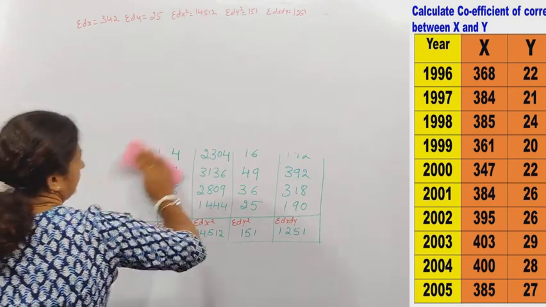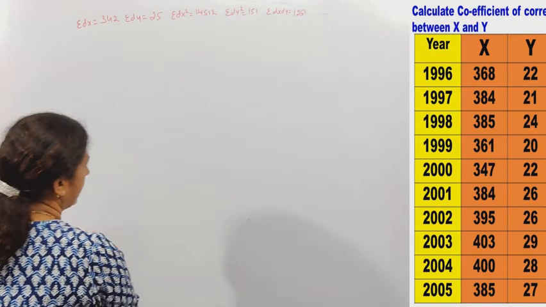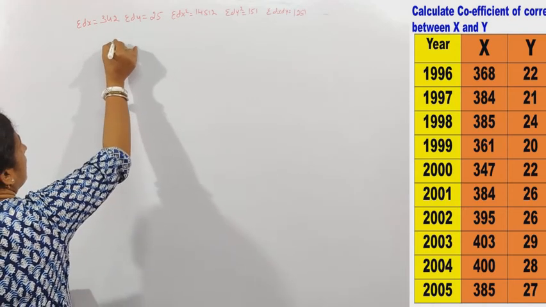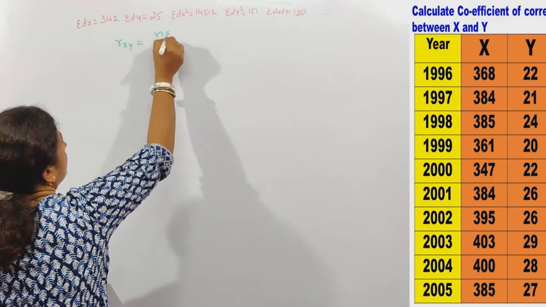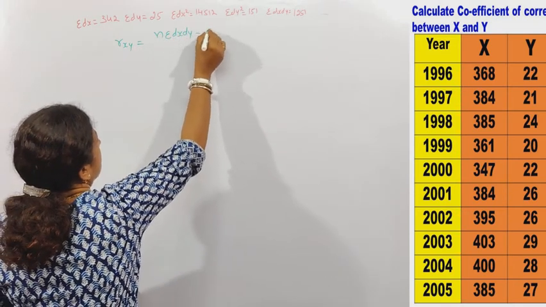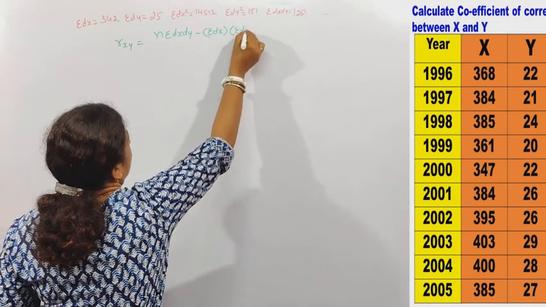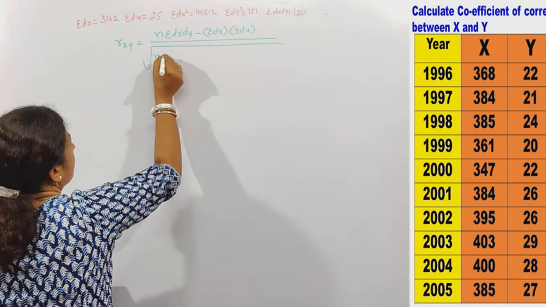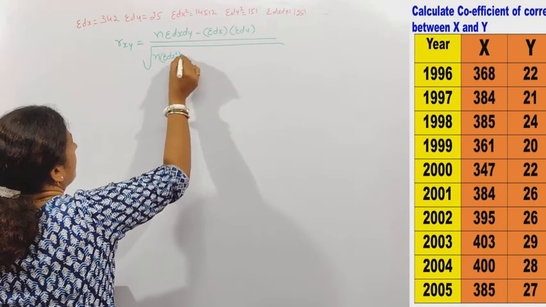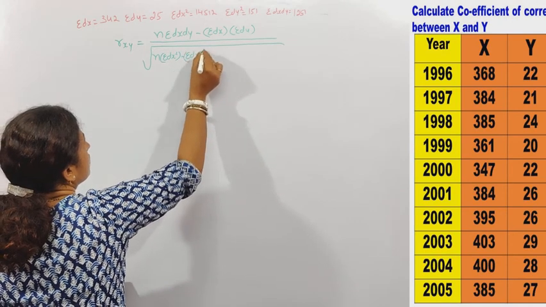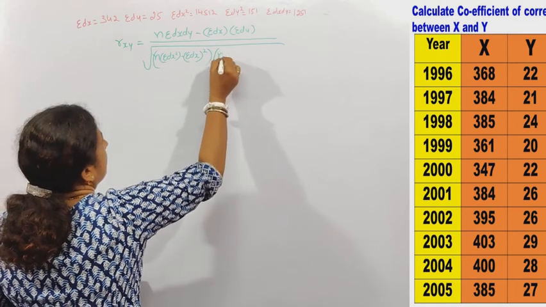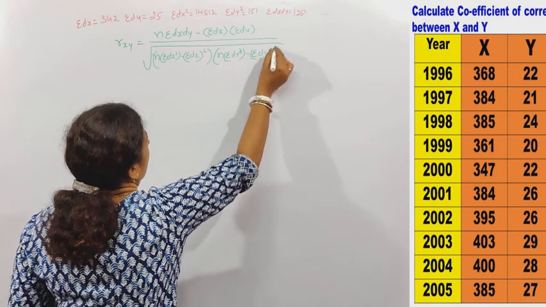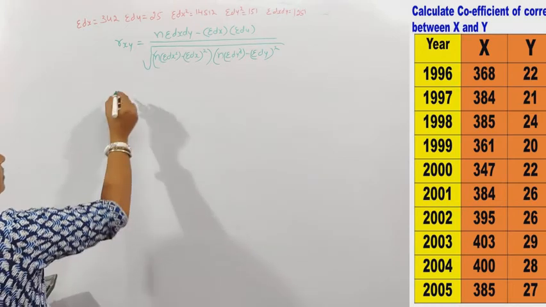What's the formula? Formula is Rxy is equal to n into sum of dx dy minus sum of dx into sum of dy, divided by root of n into sum of dx square minus sum of dx whole square, into n into sum of dy square minus sum of dy whole square. Now you can substitute the values.